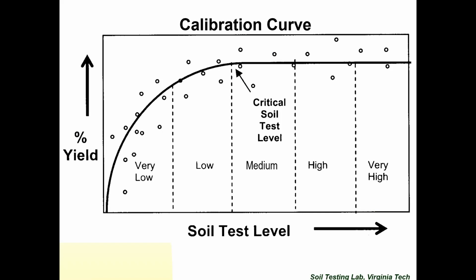But this is what a response calibration curve looks like. So when you're in the very low or low category, you're definitely going to get a yield response. Whereas when you move up to medium, you've got to remember that across a field, nutrient status changes. And again, we're only analyzing about half an ounce of soil under 2 million pounds per acre. So there's going to be some variability. So there is some insurance built into the recommendation procedures to make sure that you're going to have enough of the nutrient across the entire field.